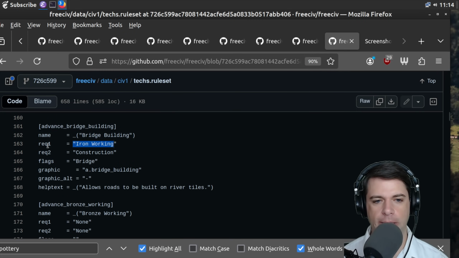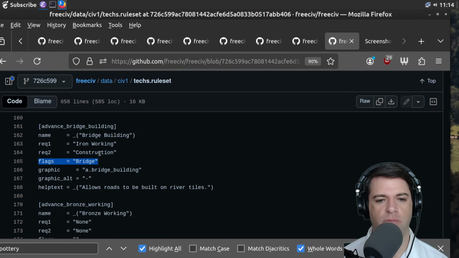And also we have the requirements, which don't have the internationalization, although the help text does. But the requirements are ironworking and construction. We should be able to see that on the map. And then it has flags. I'm not really sure what the flag is, but the bridge.